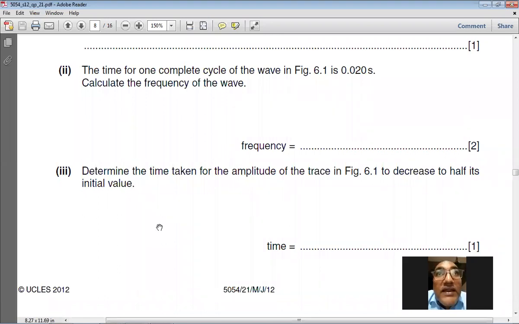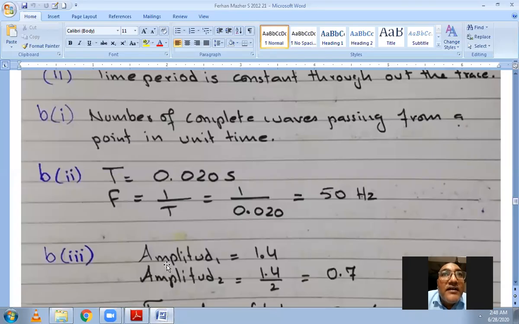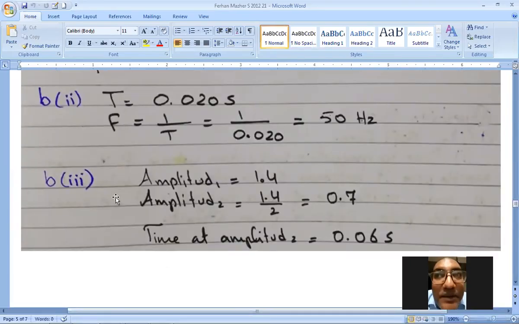The time for one complete cycle of the wave in figure 6.1 is 0.020 second. Calculate the frequency of the wave. f equals 1 by T. Frequency is the reciprocal of the time period. So just put the value of the time period in that formula, and you will get the frequency. Let me show you my working. The time period given is 0.020 second. f equals 1 by T, 1 divided by 0.020, and the final answer will be 50 Hertz. I hope that you have understood this question.